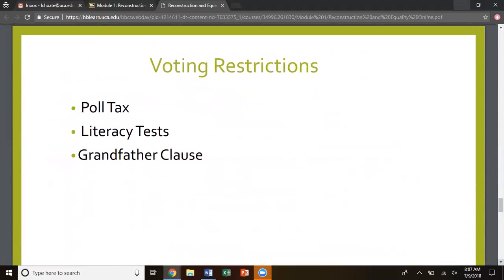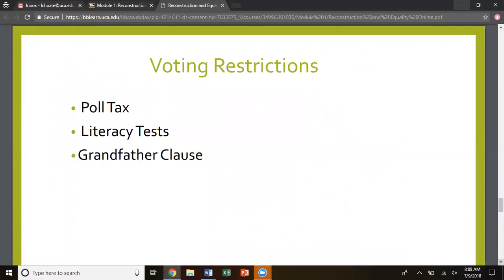One of the first ways that these Redeemers will make sure to take the power away from Black citizens is by implementing voting restrictions. There are 3 ways that they do this: the poll tax, literacy test, and grandfather clause. The poll tax says that, yes, you can vote, but first you have to pay a large sum of money in order to have the right to vote. And most Black citizens did not have that money.